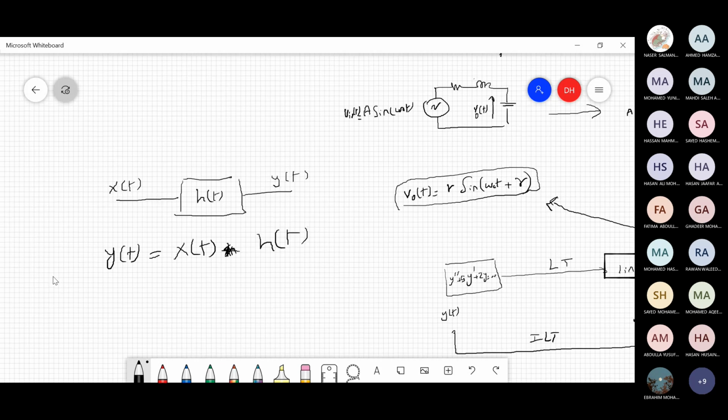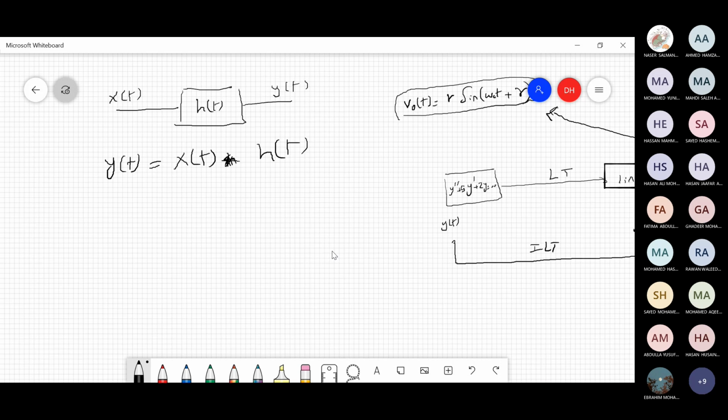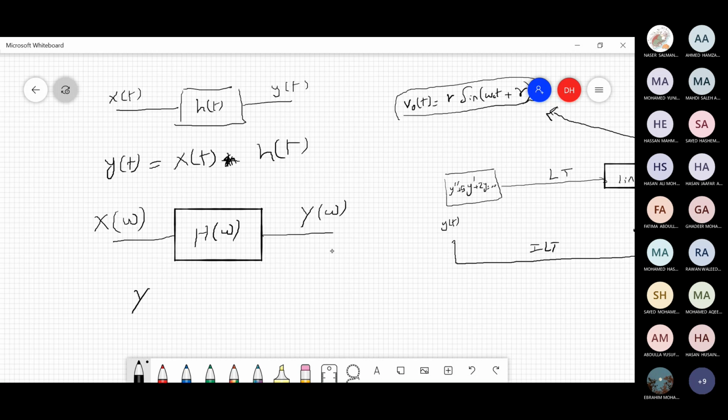While if you work with frequency, and we are going to prove this one, it means that you need to change this one to omega, X of omega, and this one H of omega. Then here you have Y of omega. So Y of omega is straightforward. It is X of omega multiplied by H of omega. It is not convolution. We change convolution into multiplication. This is one important advantage of Fourier transform.